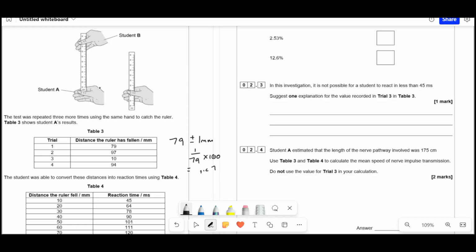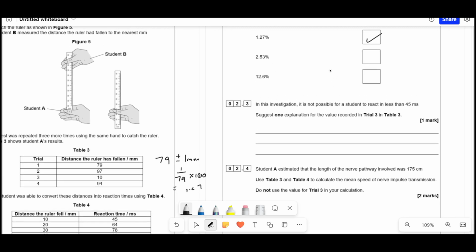So again, the person's hand is chilling, they drop the ruler, and then they grab onto the ruler. You need to think about anything that would stop it from falling the same distance, which means they must have reacted too early. So you've got to think of a way to put that into words. What could have happened is that the student may have closed her hand before the ruler was released.